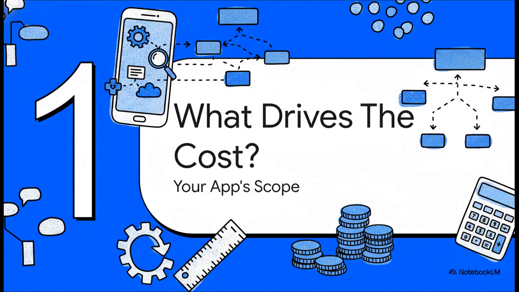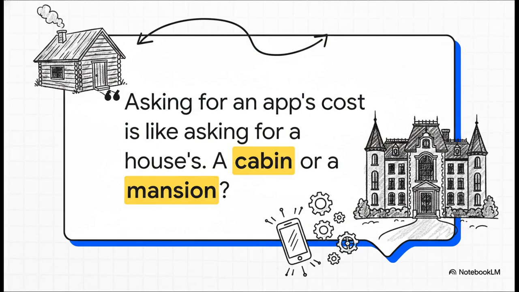Okay, first things first. We have to talk about scope. This one concept, more than anything else, is what's going to determine your final bill. Getting this part right is, well, it's absolutely crucial. I love this analogy because it just hits the nail on the head. You wouldn't walk up to a builder and ask, how much for a house, right? They need to know if you want a tiny cabin in the woods or a sprawling mansion. An app is exactly the same.